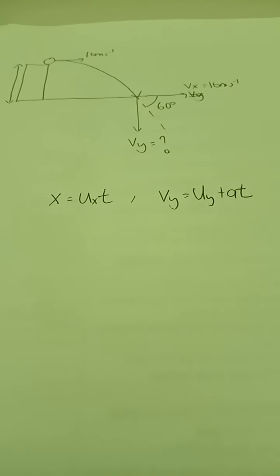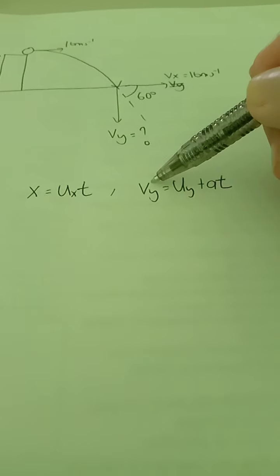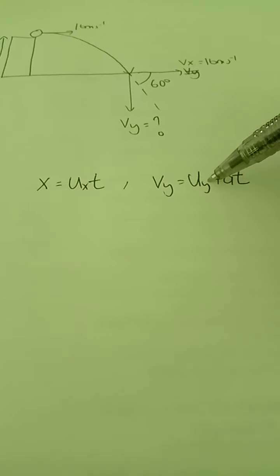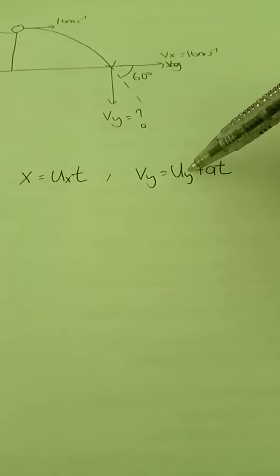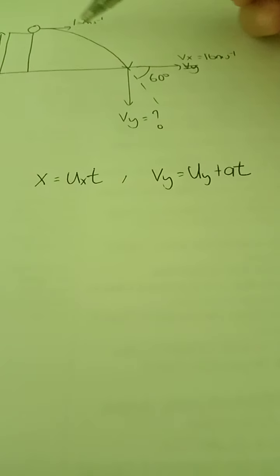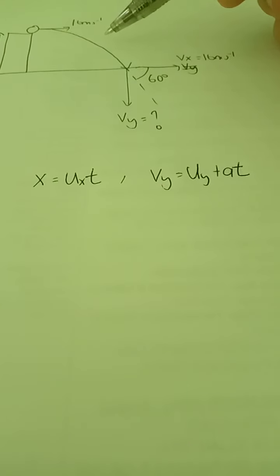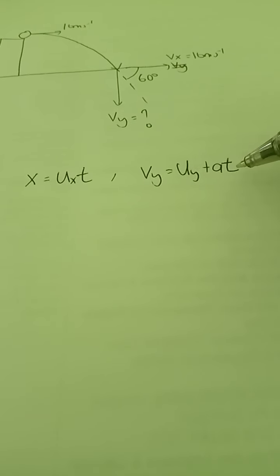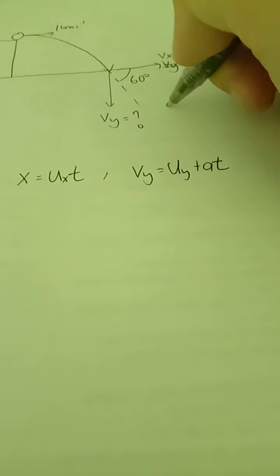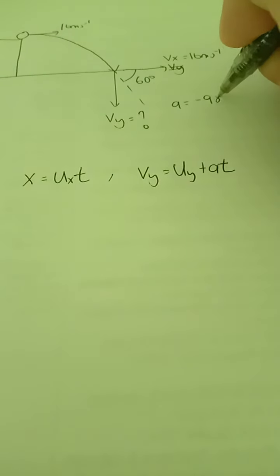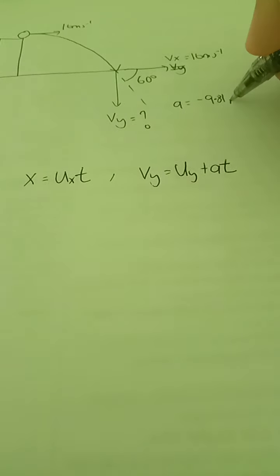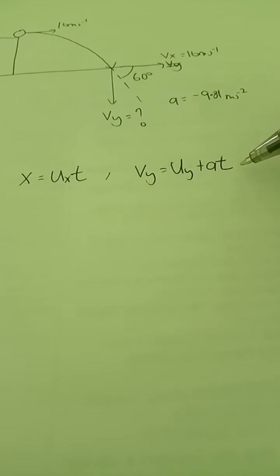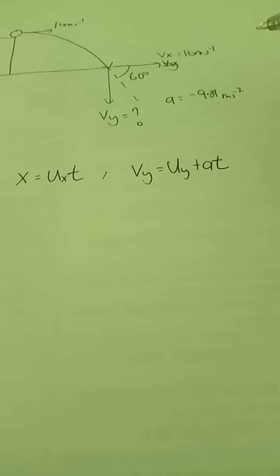For this one, I want to find Vy. I have uy, where my uy is 0. For this type of projectile, our initial velocity in the y dimension is 0. I have my acceleration, which is always negative 9.81 meters per second squared. But I don't have time, so again I have two unknown variables.